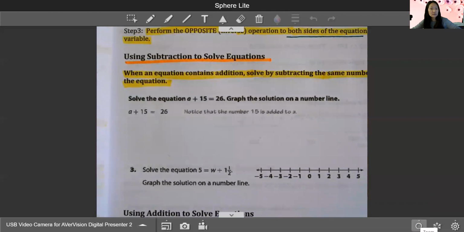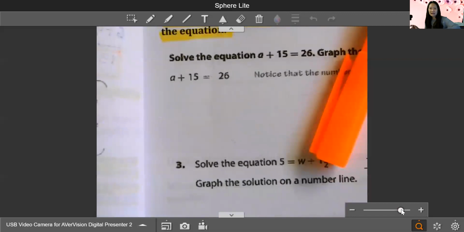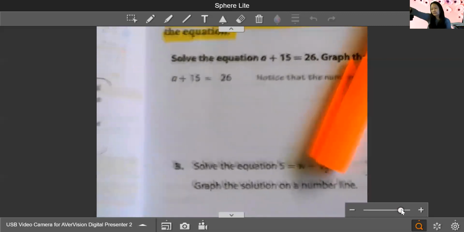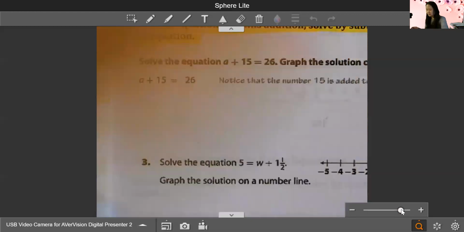It says solve the equation a plus 15 equals 26. Graph the solution on a number line. So I am going to demonstrate how you're going to solve this one-step equation problem. Okay, sorry, let me focus this a little bit better. All right, so hopefully that's good.